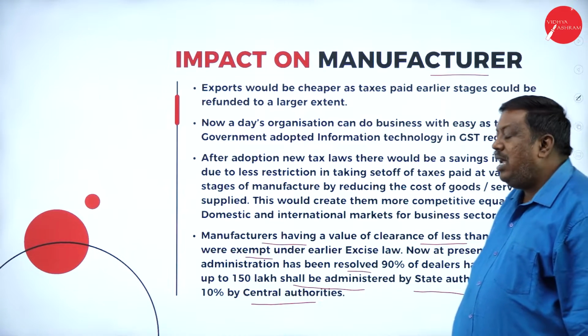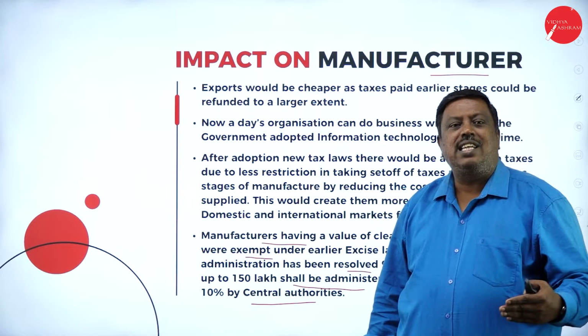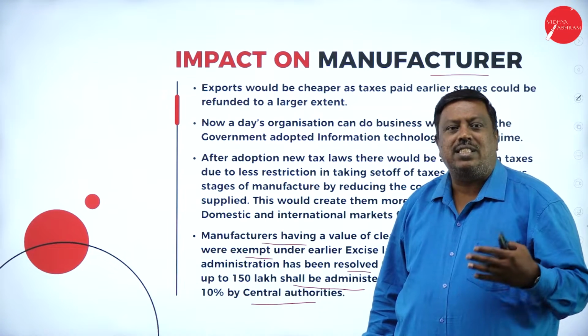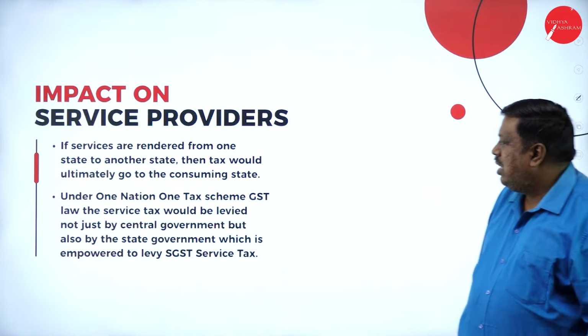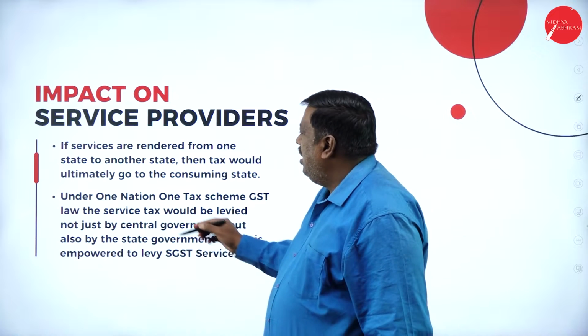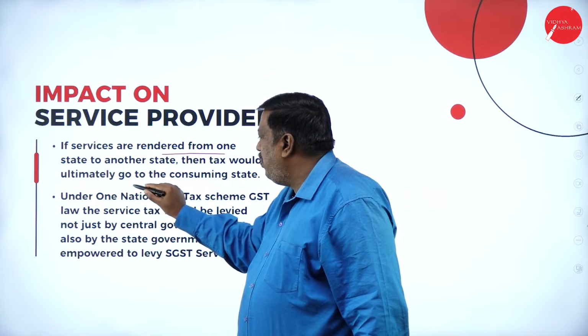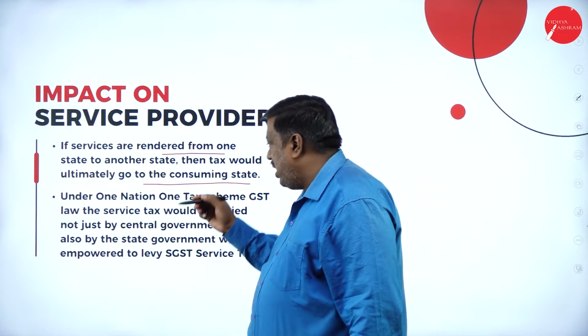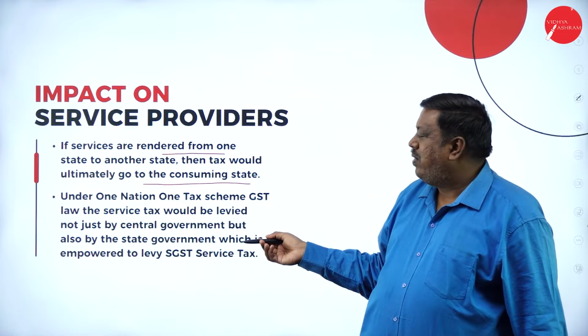They're saying that if the turnover is up to 150 lakh, 90% rights have been given to the state and the 10% rights have been given to the central authorities. For the service providers, if services are rendered from one state to another state, then the tax would ultimately go to the consuming state, where the benefit has been given for that state.